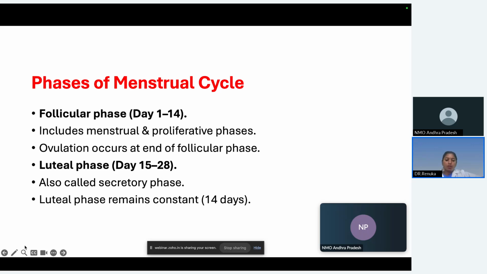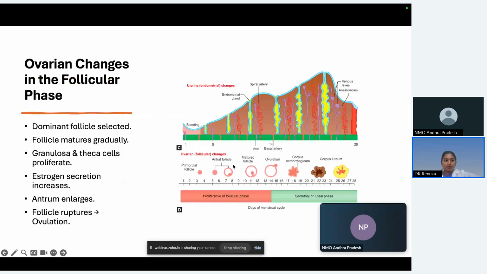Coming to the luteal phase, it is also called the secretory phase. The luteal phase remains constant. Once the ovum is released and ovulation occurs, exactly after 14 days bleeding appears. So the luteal phase is always constant, it is 14 days only. Next, coming to the first phase, concentrate. I will make it very, very easy for you.